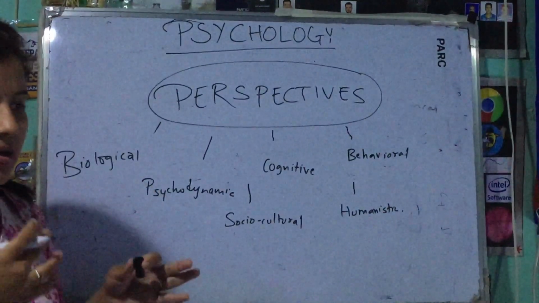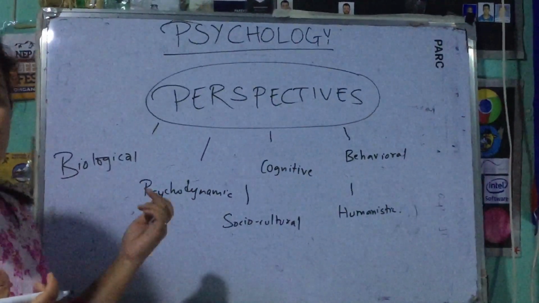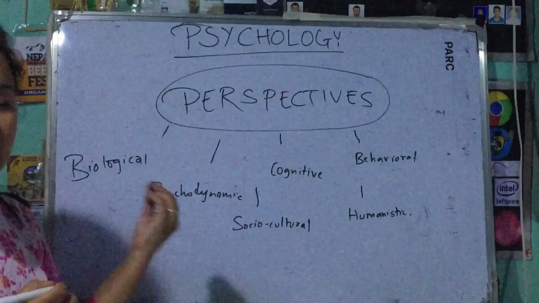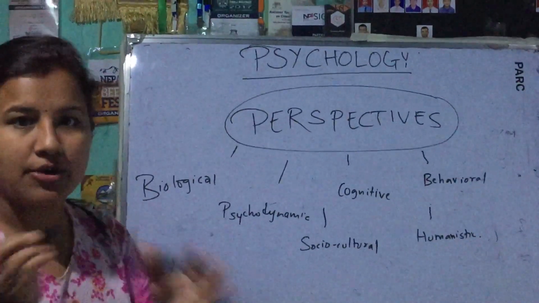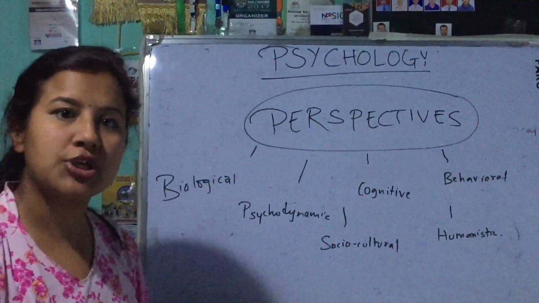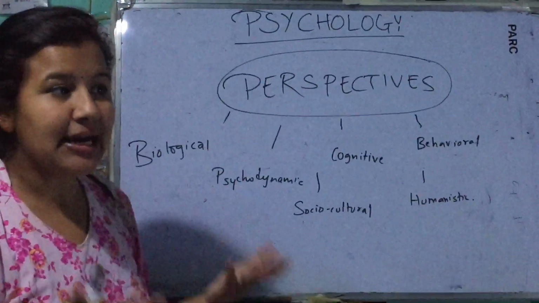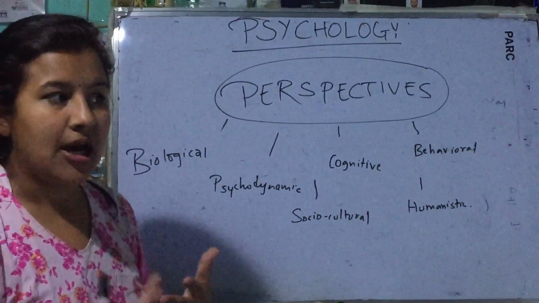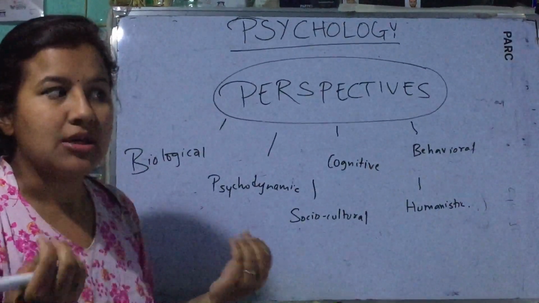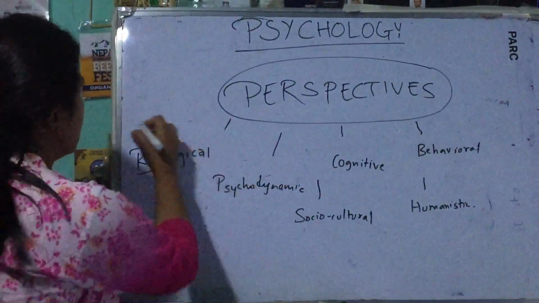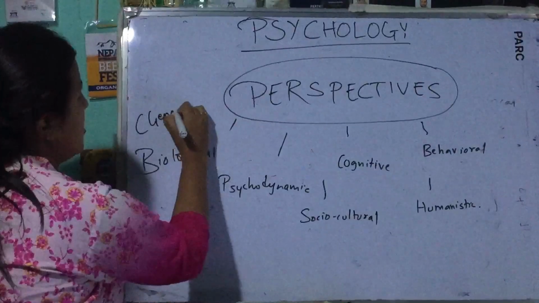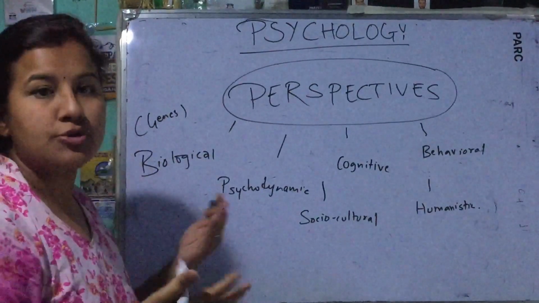So let's talk about this variety of perspectives and what they talk about in the field of psychology. The first one is biological. The biological perspective states that any kind of mental illness that an individual perceives is either because of genes or neurotransmitters.